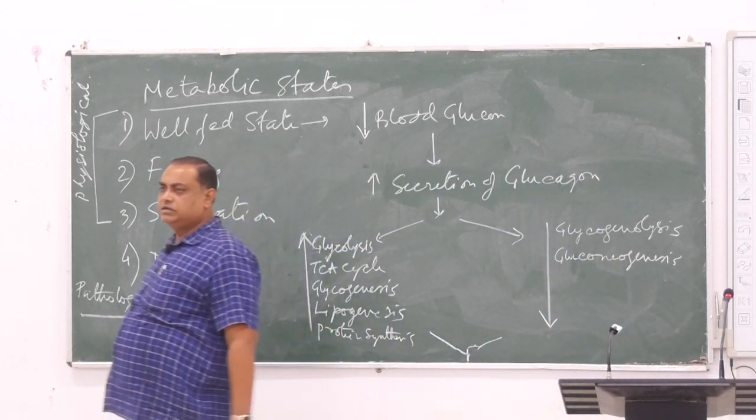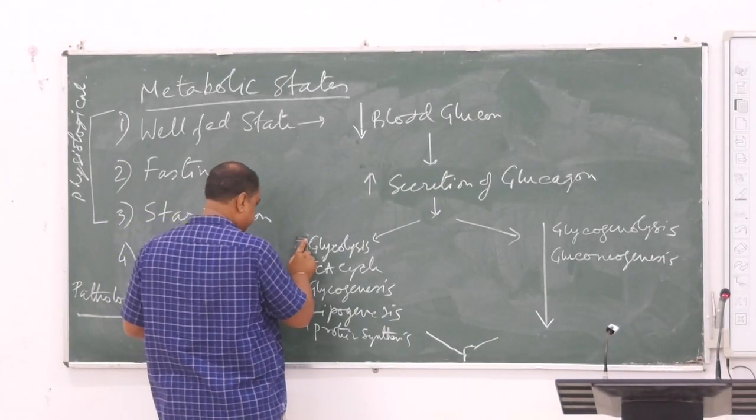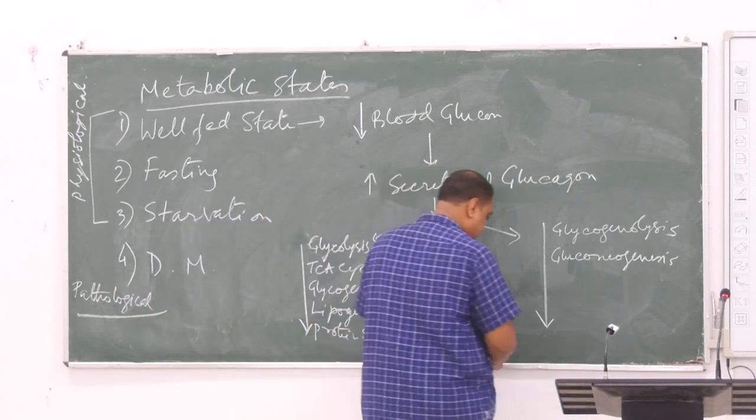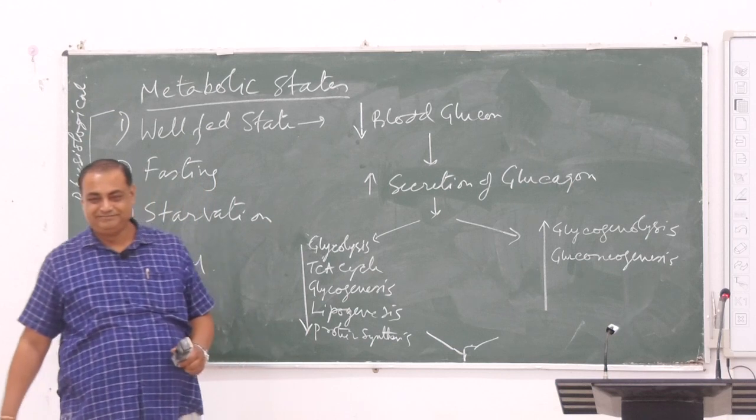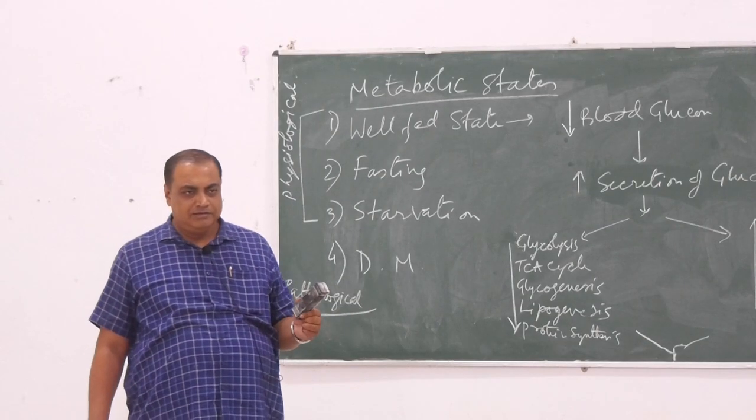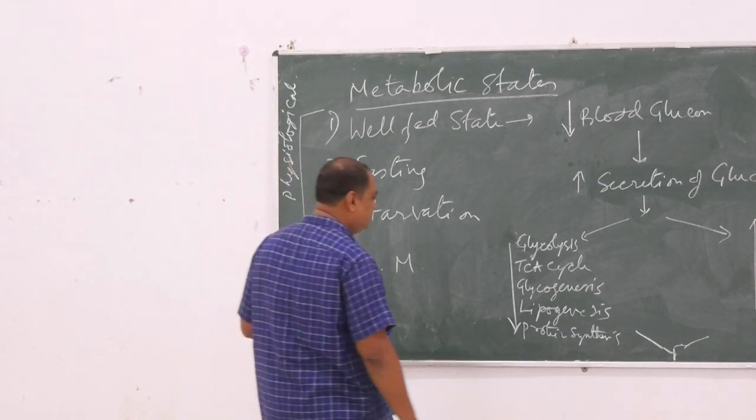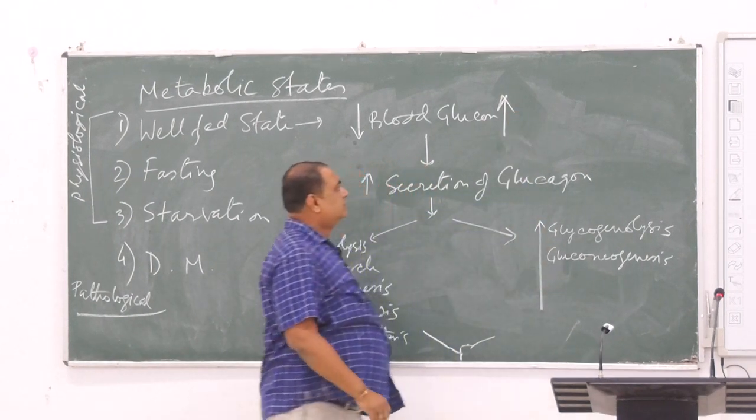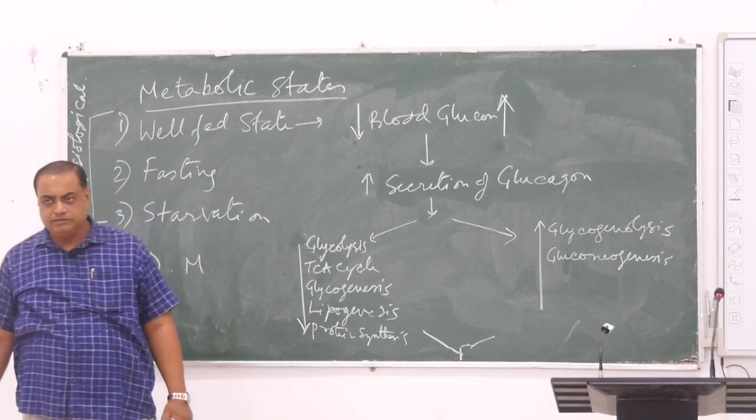It increases secretion of glucagon. And very easy. If you remember this one, the rest are very easy to remember. Fine. And as a cumulative effect, blood glucose level will again be brought back to normal. Correct?